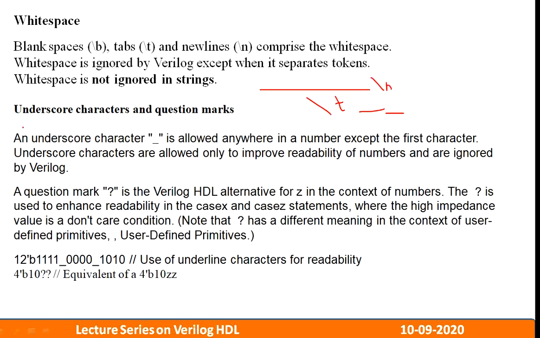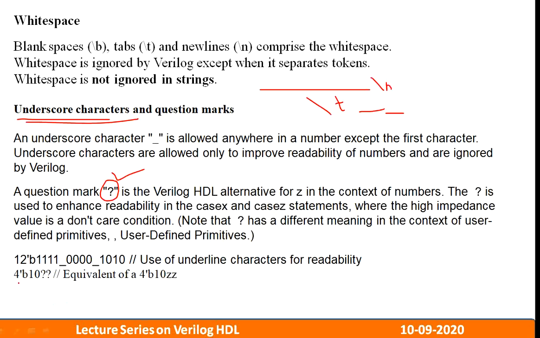And like I was telling earlier also, question marks and underscores are basically used to increase the readability. The underscores are used to increase the readability, and the question mark is used as an alternate for Z sometimes, and as an alternate for don't care conditions. We'll try to cover this question mark aspect in the programming simulation, wherein we'll see how the question mark, x and z values are used, and how they help us to increase the readability.